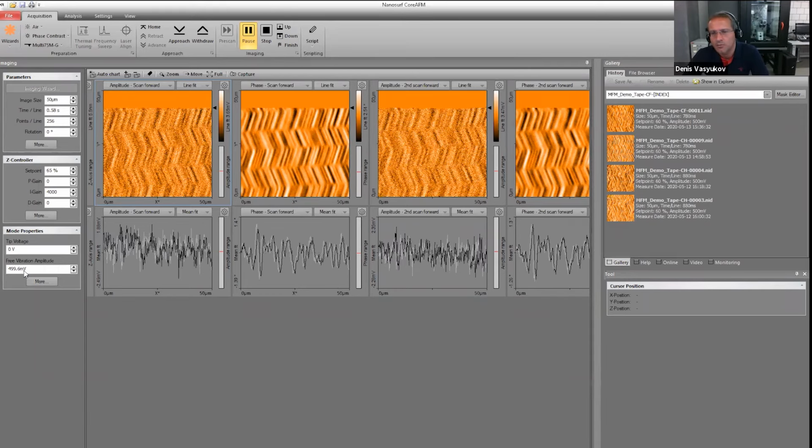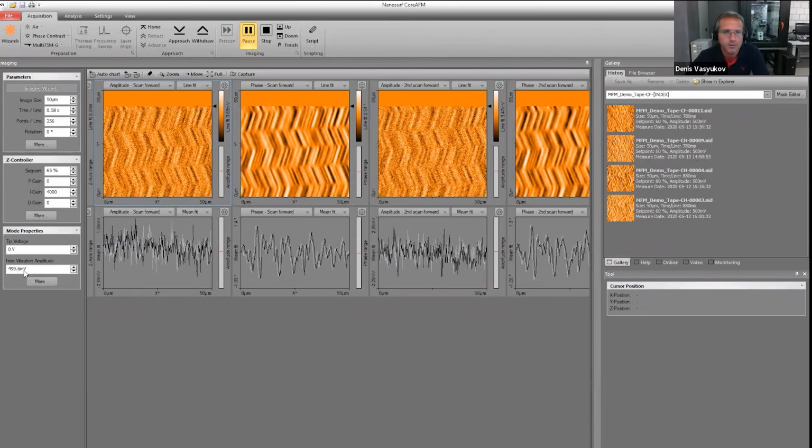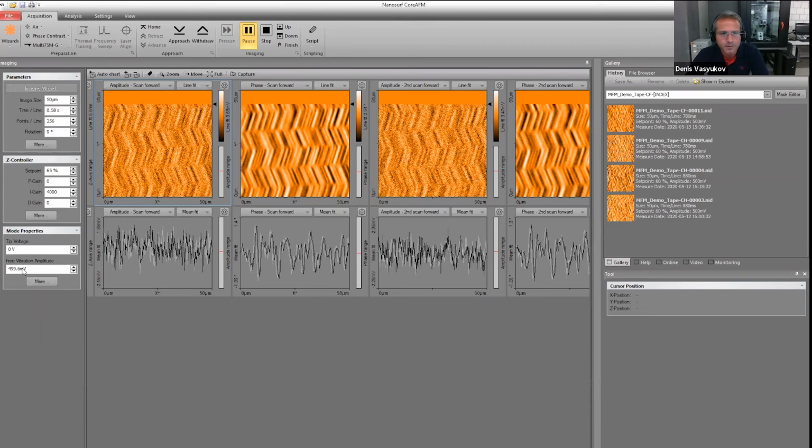So yeah, I would choose it such that this amplitude is the size of the features that you're imaging. If you are imaging very small features of 10 nanometers, you would like to vibrate your cantilever, let's say, the same 10 nanometers, so you don't go far away from the surface. Now, how this vibrational amplitude converts into the real size of this vibration, you have to calculate from the geometry of your cantilever and how long it is.